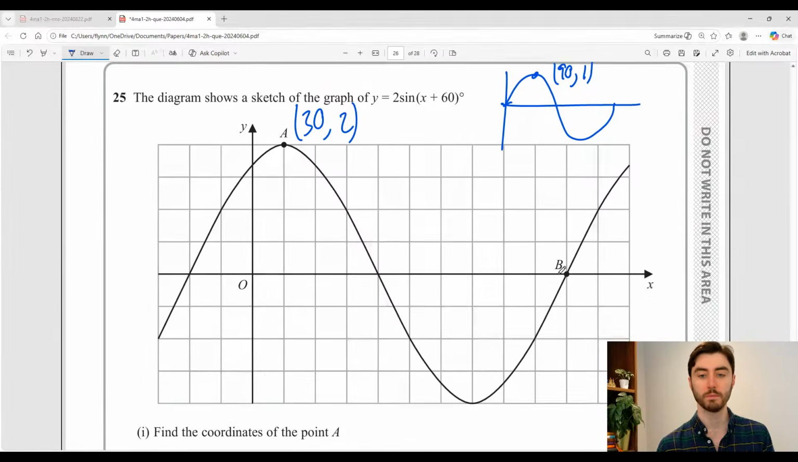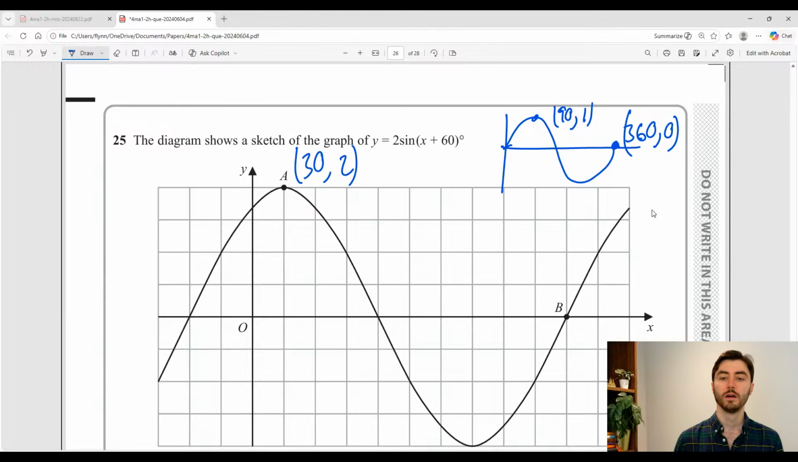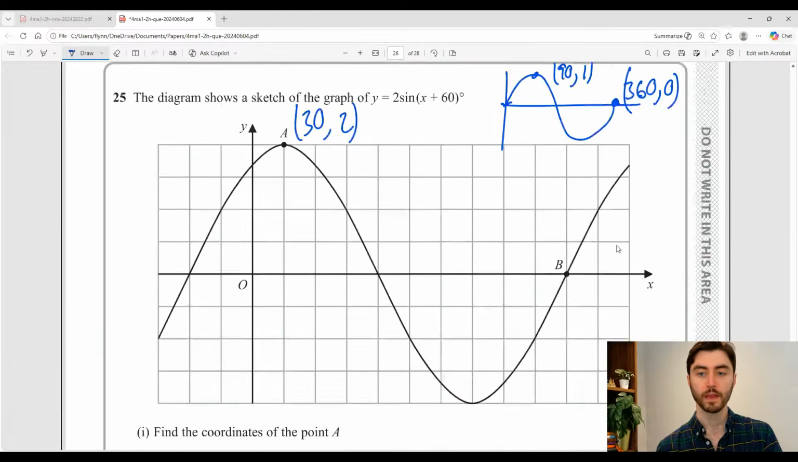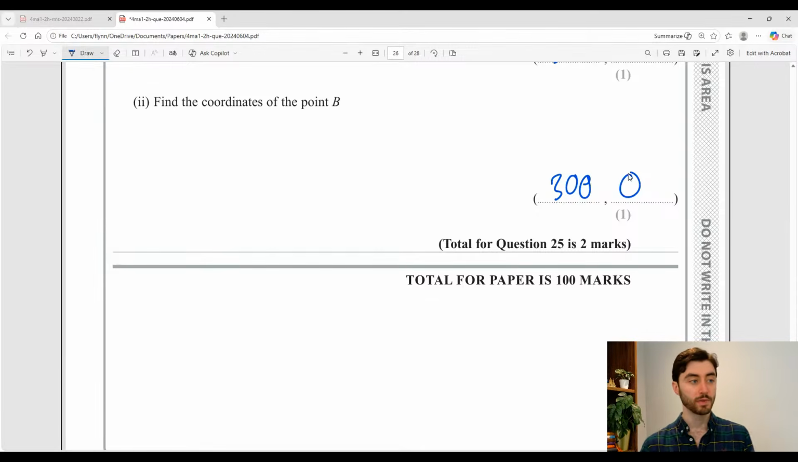Find the coordinates of point B. Well, that is the point that would have been 360 and 0. So that has been moved to the left by 60 to bring it to 300. And the 0 has been multiplied by 2 to give me 0 again. So that brings us to the end. Now begins the checking phase.